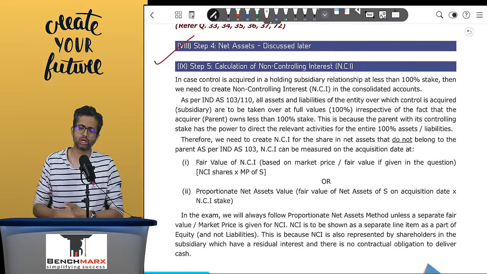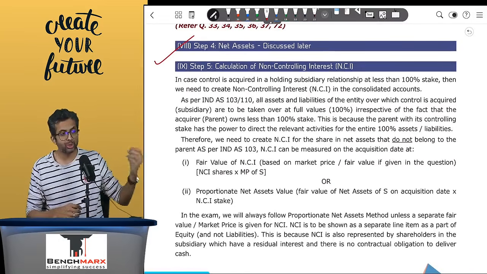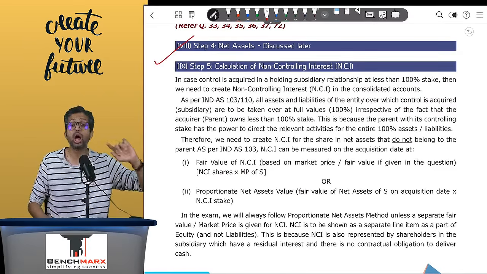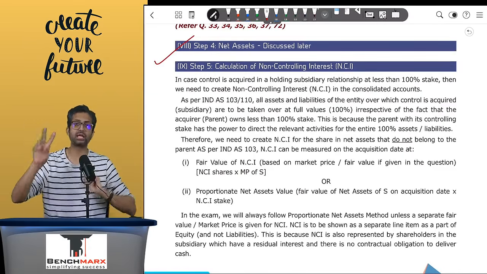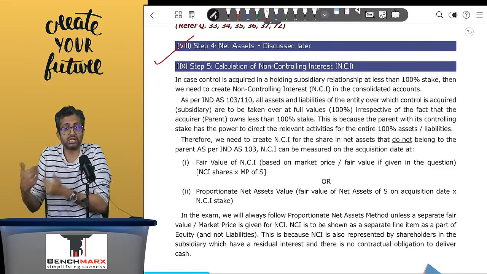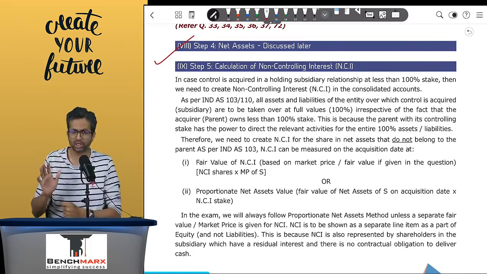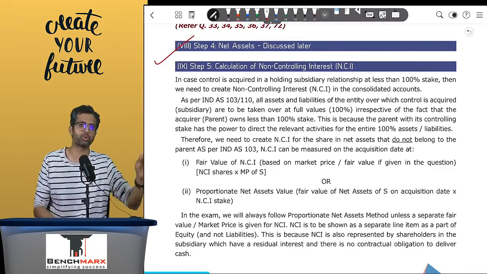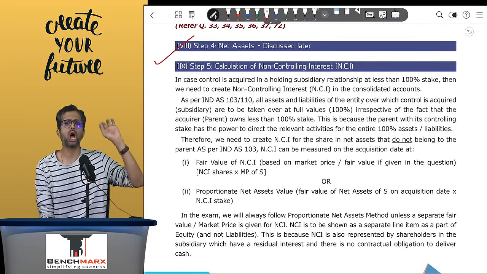That is non-controlling interest or NCI. Why do we do NCI at step 5 and not at step 4? Because NCI has two methods. It is either calculated using the fair market value method, that is a market price, or the proportionate net assets method. Now first of all, what is NCI?